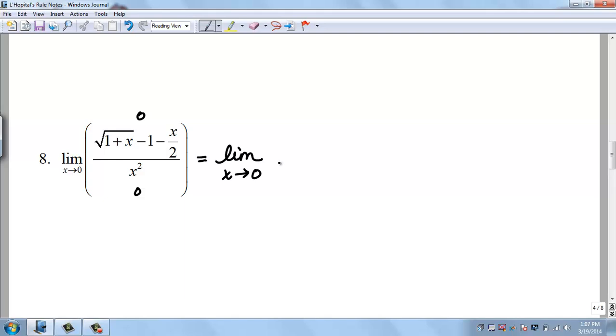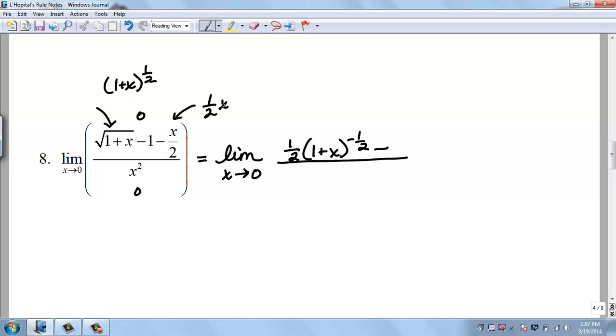And let's take the derivative of the top. Again, this is 1 plus x raised to the 1/2. So this is 1/2, 1 plus x to the negative 1/2, minus, and this is the same thing as saying a half of an x. So it's going to be minus a half all over 2x.